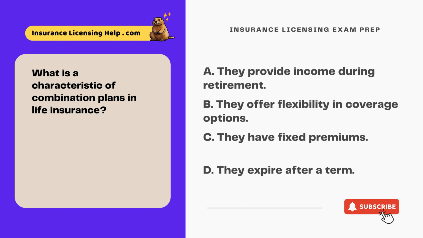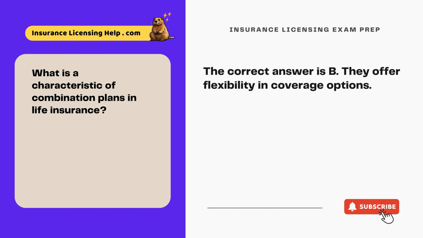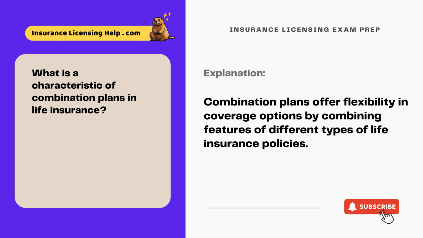What is a characteristic of combination plans in life insurance? A, they provide income during retirement. B, they offer flexibility in coverage options. C, they have fixed premiums. D, they expire after a term. The correct answer is B. They offer flexibility in coverage options. Combination plans offer flexibility in coverage options by combining features of different types of life insurance policies.